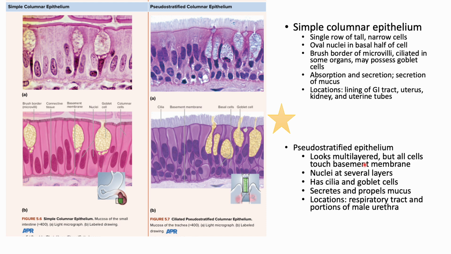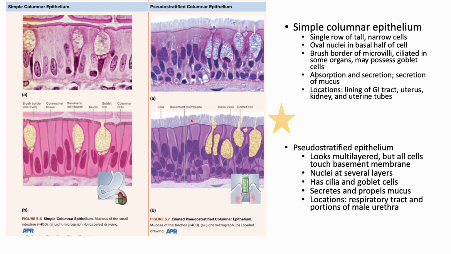What else do we see? We see these cells here, and here, those are goblet cells, and we see cilia. So this is ciliated pseudo-stratified columnar epithelium with goblet cells. Pseudo-stratified looks multi-layered, but all cells touch the basement membrane. There are nuclei at different levels. It has cilia and goblet cells, and the cilia help propel the mucus along.